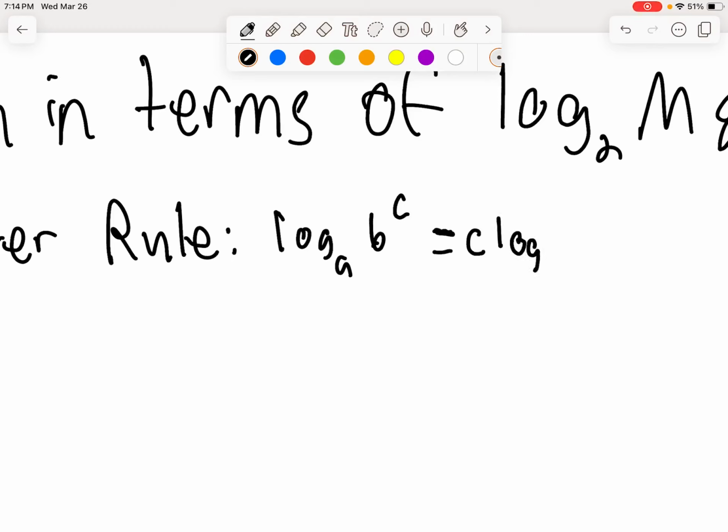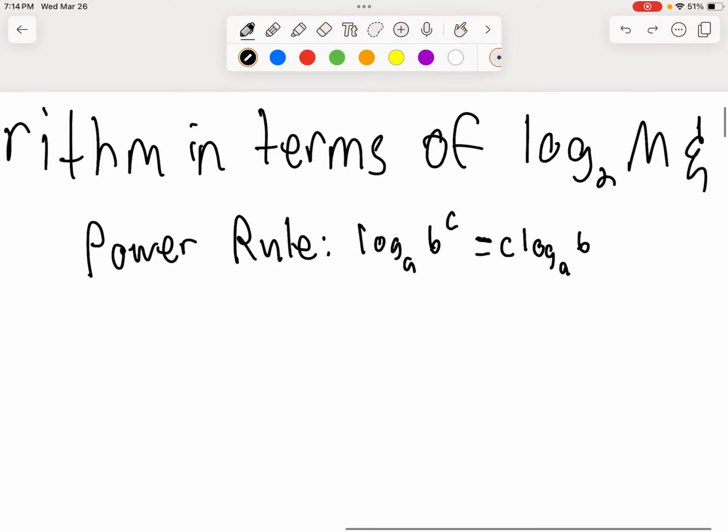Anyway, the power rule states that if you have something like this, it equals C times log base A of B. If you want a visual, you just take whatever you had as the power and bring it down. So that's the first one we want to look at.